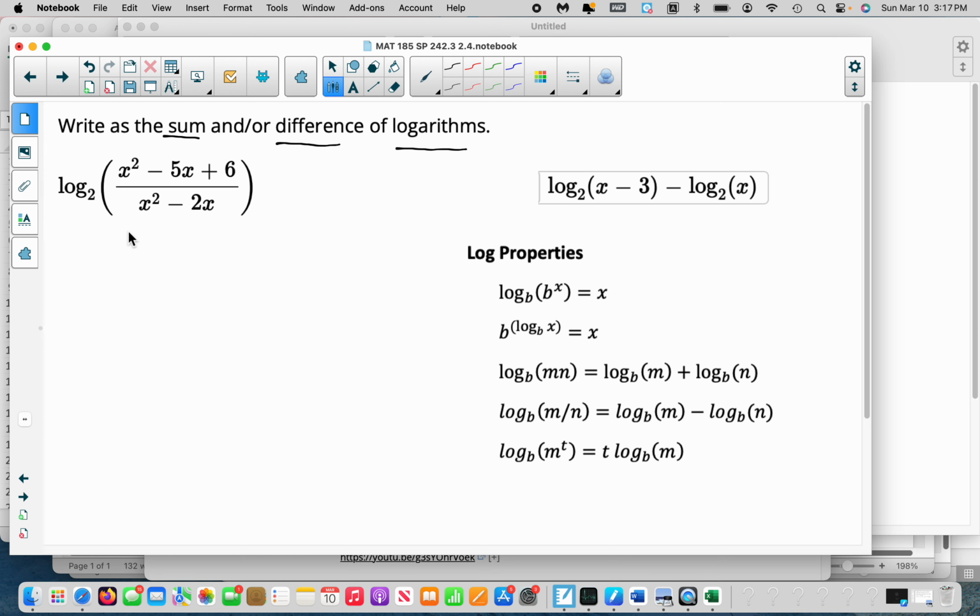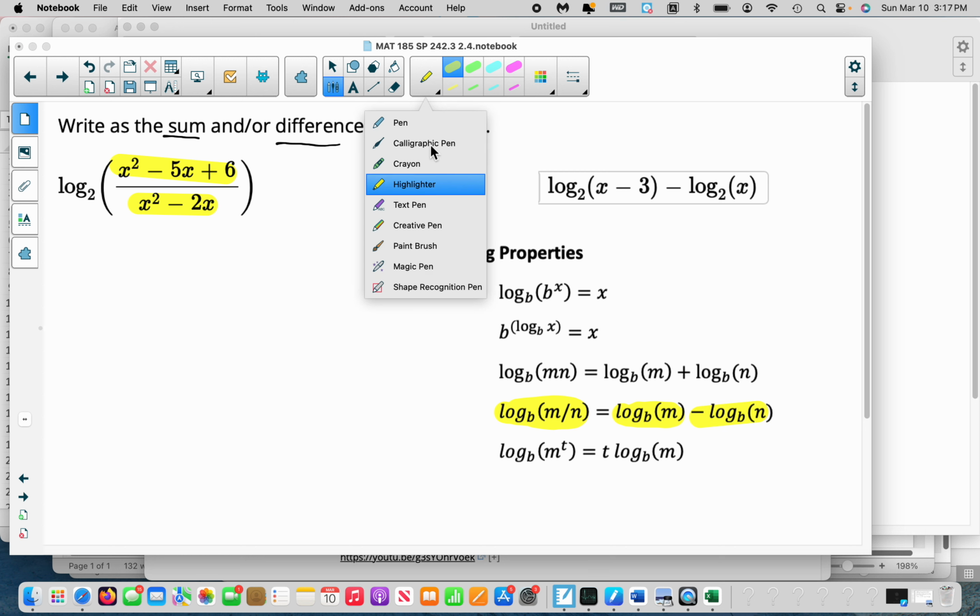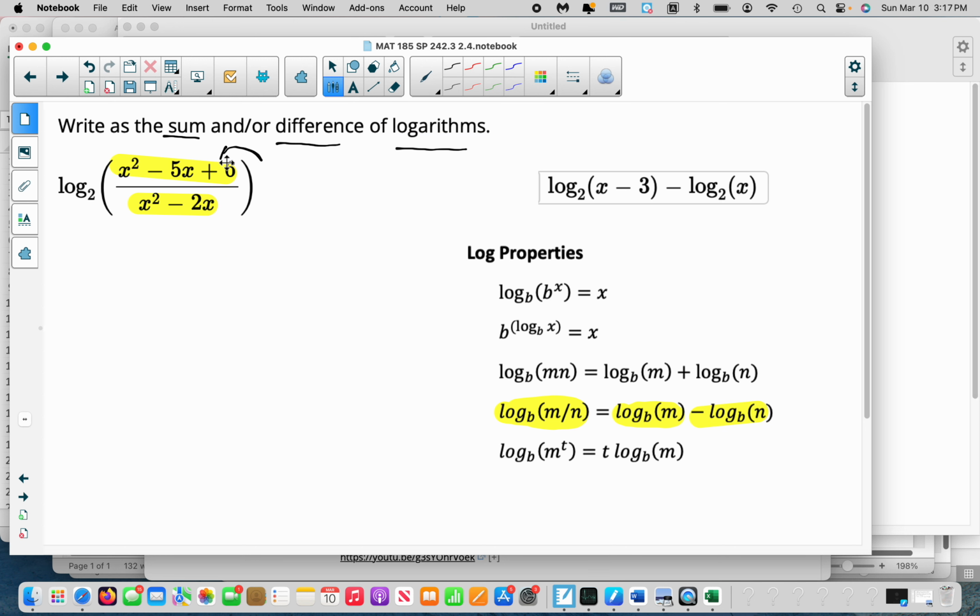So here we could do this really two ways. We could see that when we look at the numerator, so we have a quotient, so we know we want to apply the quotient rule. So the log of a quotient is equal to the log of the numerator minus the log of the denominator. But what I notice here is that this is a quadratic, and this can be factored. So I'm going to factor these first.